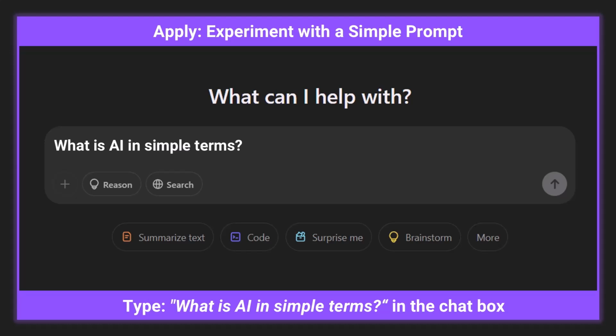Pay attention to what it says and how it structures the answer. This prompt will act as our baseline. After this, we'll modify it and compare how the AI adapts. Now that you've typed, "What is AI in simple terms?" let's briefly share or discuss the types of responses you're seeing.